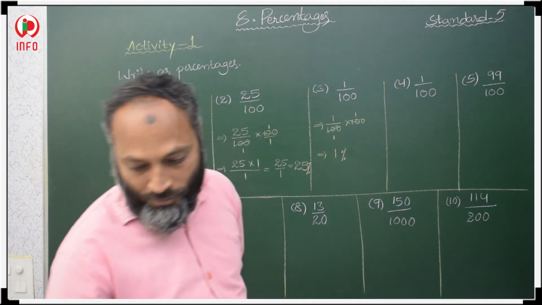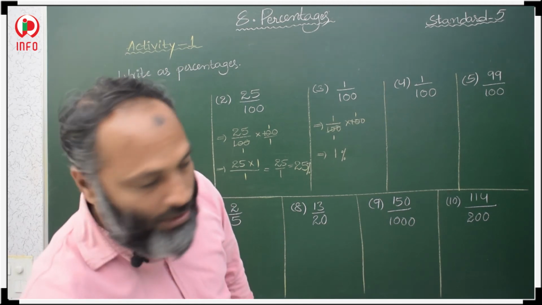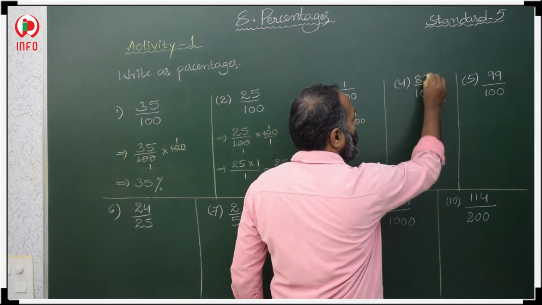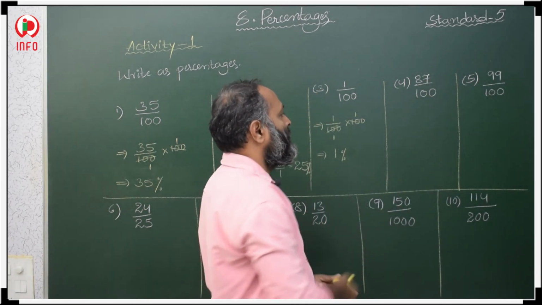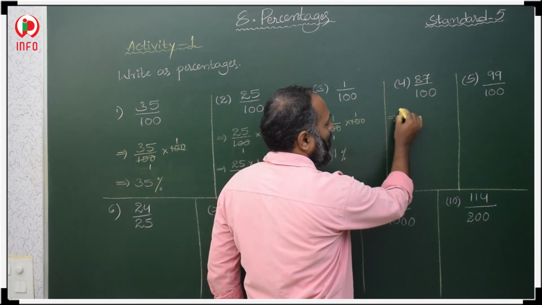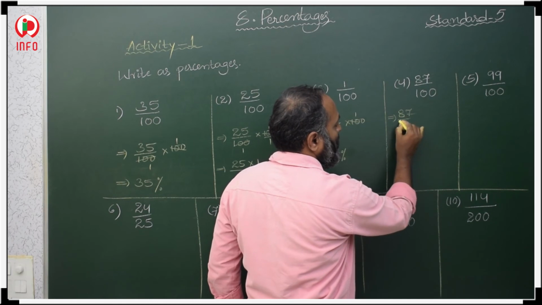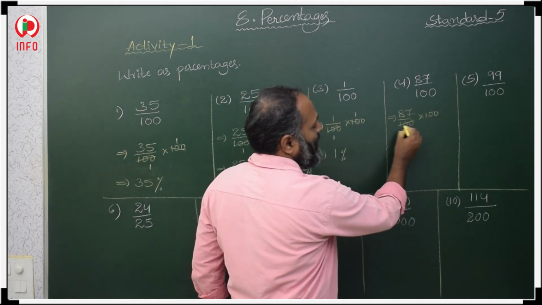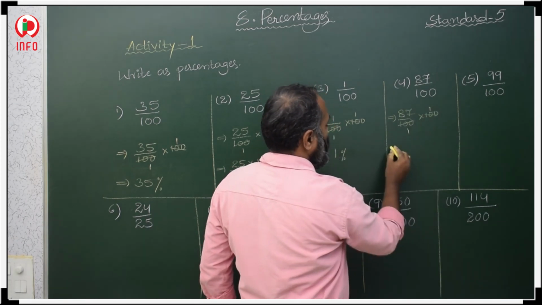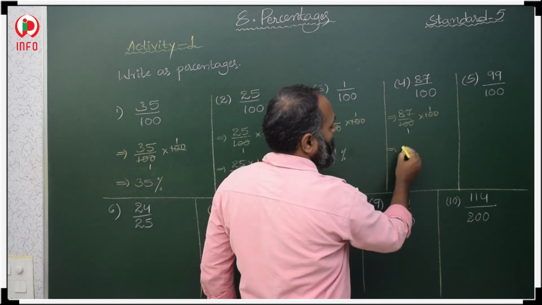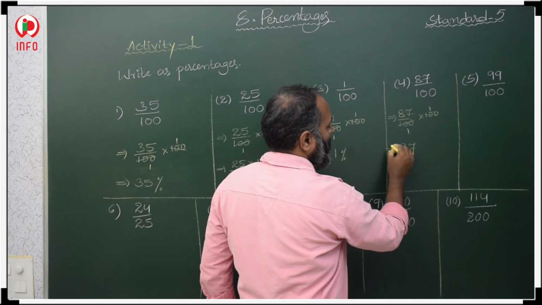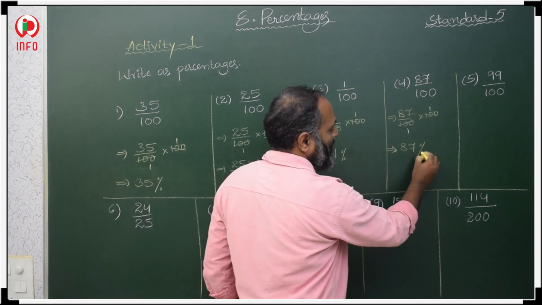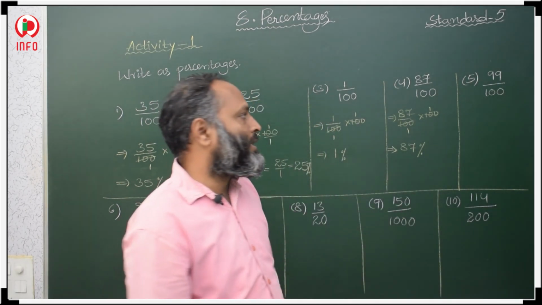Next, the fourth question, 87 by 100. First, the given fraction we take, 87 by 100 into 100. Then 100 ones are 100. Then what will you get? 87 ones are 87 by 1. No need to write that by 1. So 87 means 87%.